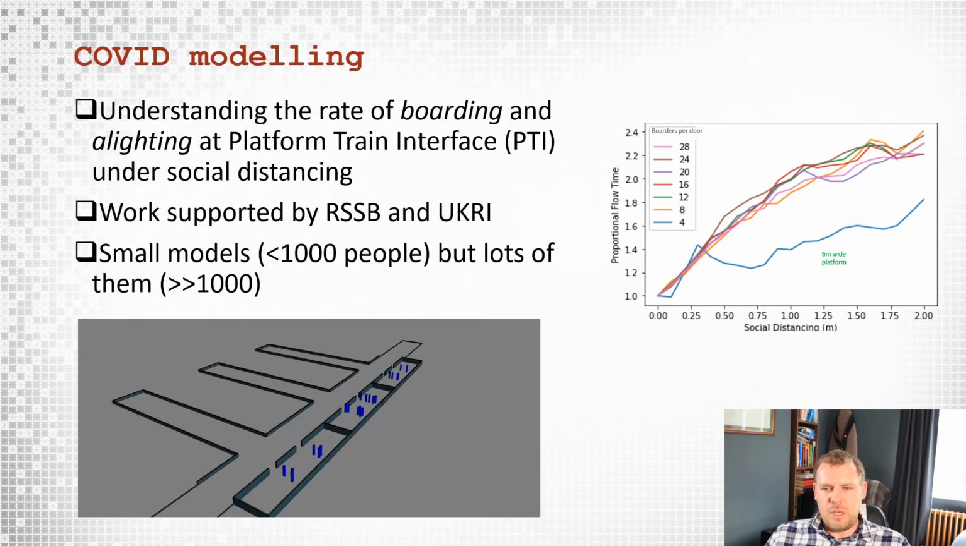This is something that we have adopted for the purposes of COVID modelling. We have a project where we're working with RSSB and now supported by the UKRI, which is aiming to understand the boarding and alighting of passengers at the train platform interface under social distancing conditions. Typically these models are quite small, nowhere near big enough to keep a GPU busy, but we typically need many thousands of simulations in order to parameter tune these to observe emergent properties that are representative of the real world conditions that we can measure.